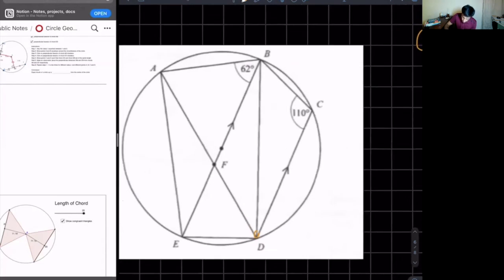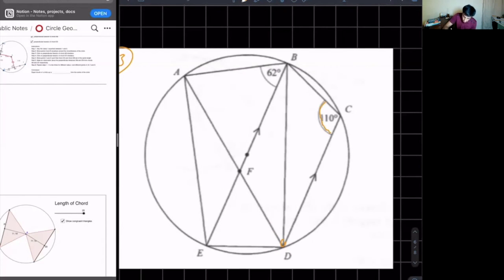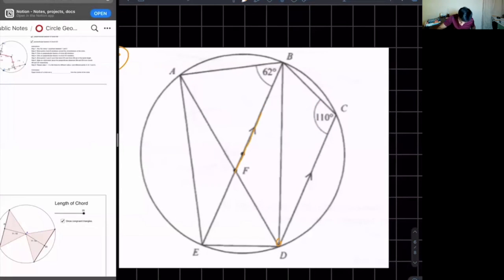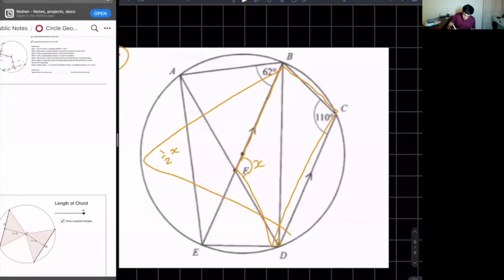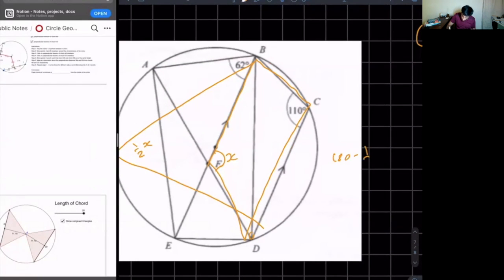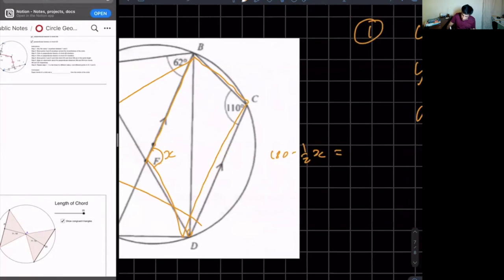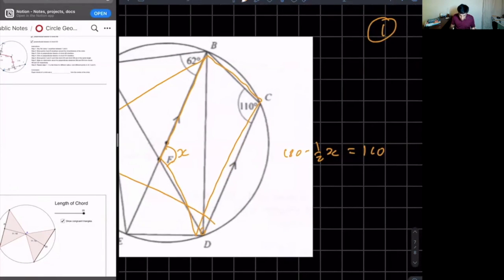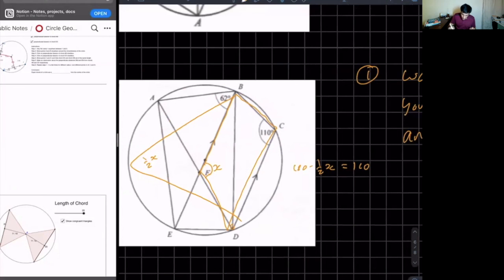So for example, if we come in here, we know this angle, right? 110. So how can we build from this? Well, there's a shape over here. So we know the relationship between these two, right? What's the relationship between these two? If this is x, then this is half x, and then 180 minus half x is equal to 110, right? So then you got this shape. That's another relationship that we know.